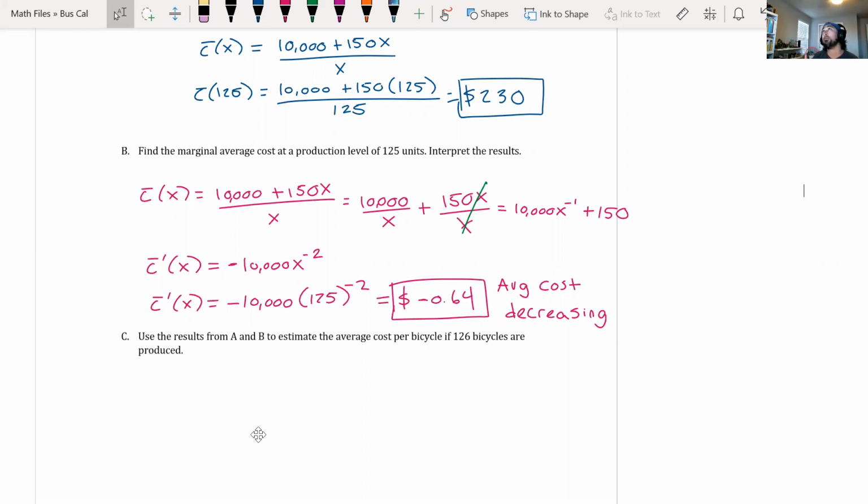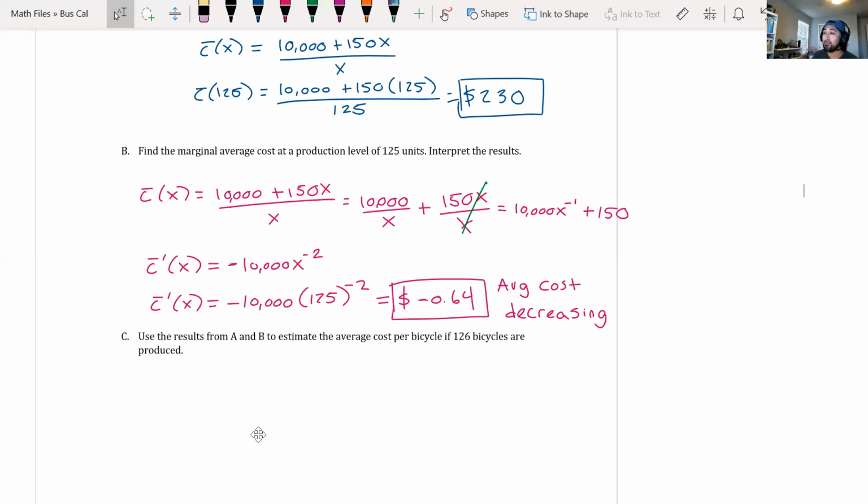That would be work that we don't need, because remember, we're not talking about exact cost. We're talking about average cost, right? So there's only a formula for exact cost or exact revenue or exact profit. This problem is all about average cost. So if you look at A, it says if we produce 125 bicycles, it's going to cost us $230, right? Okay, so you should just divide it by the number of bicycles. Getting there.